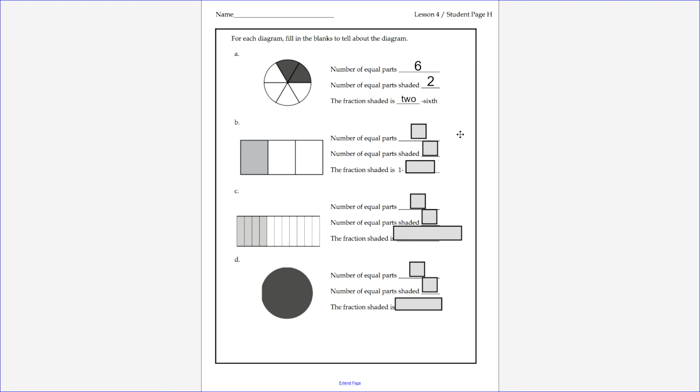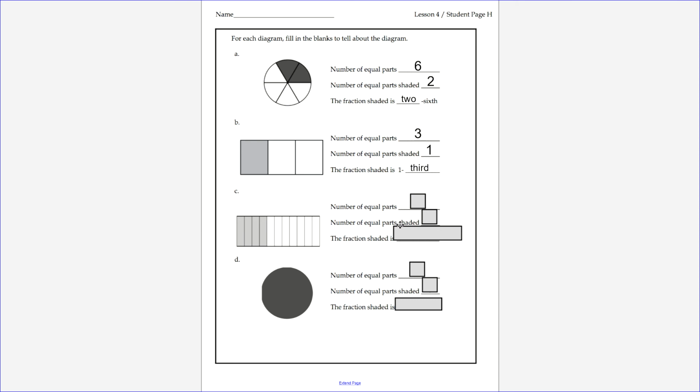Now look at figure 2. What is the number of equal-sized parts? Yes, this unit is broken into 3 equal-sized parts. What is the number of equal-sized parts shaded? Oh yes, just one of the parts is shaded. So the fraction name is 1/3. You're right.